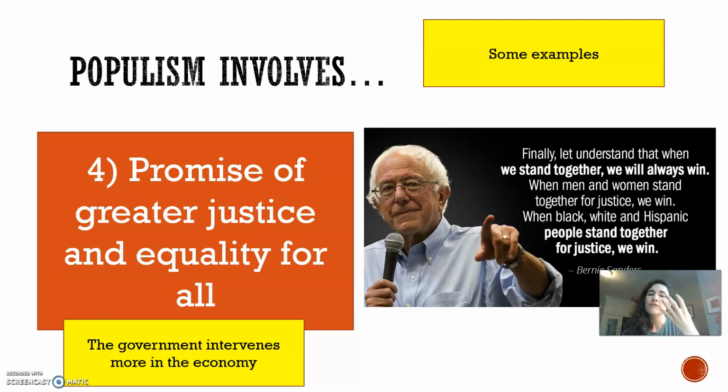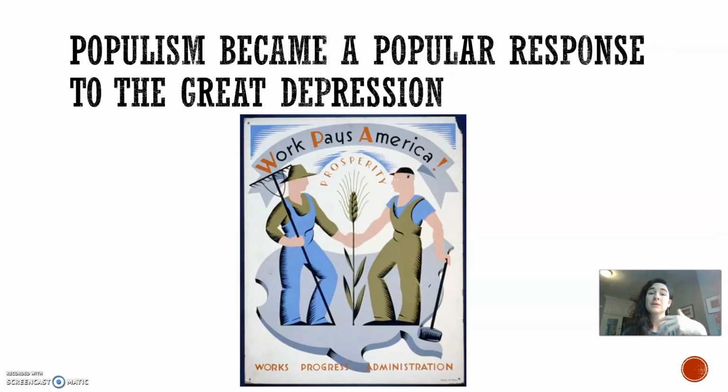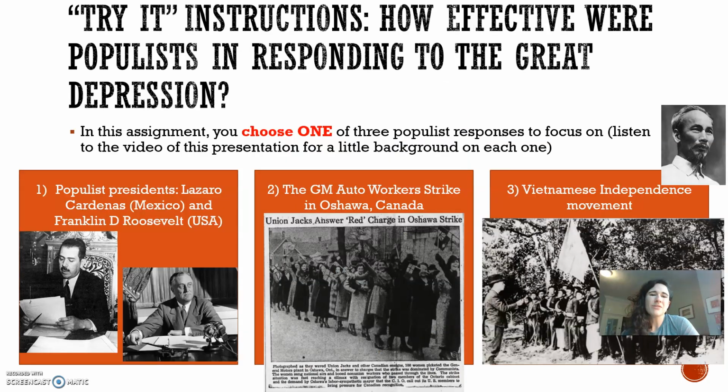You are going to look at one of three different articles, where you are going to apply these ideas of populism to the examples that you're going to look at. Populism became a really popular response to the Great Depression. There were populists in the government, and then there were populist responses among ordinary people. This is what you're going to do for your Try It section. You're going to say, how effective were populists in responding to the Great Depression? And you're going to choose one of these populist responses to focus on. There are three different Word documents that you can choose. Just pick whichever one is more interesting, and I'll talk about each of them right now.